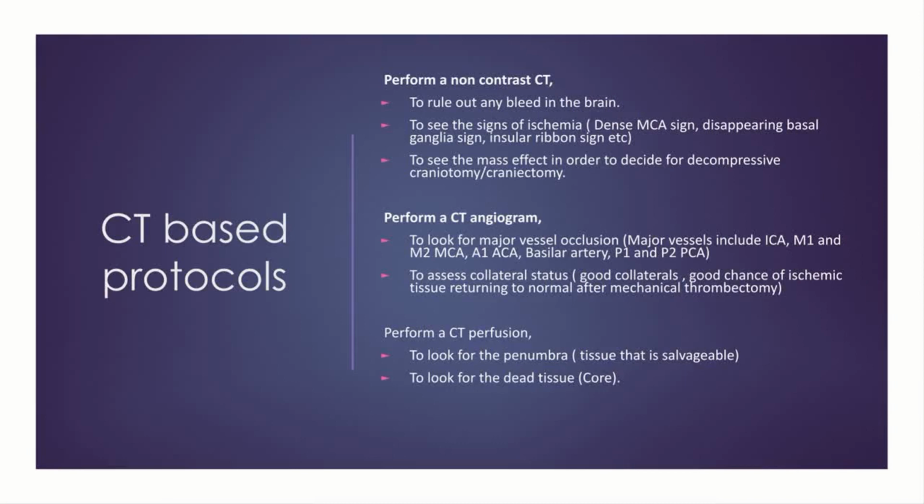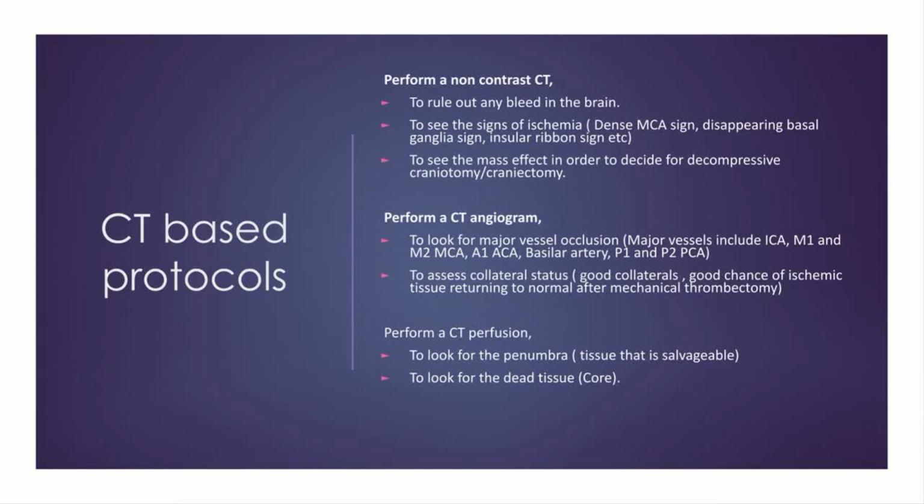Coming to the CT-based protocols, you perform a non-contrast CT: 1. To rule out any bleed in the brain. To see the signs of ischemia: dense MCA sign, disappearing basal ganglia sign, insular ribbon sign. 2. To see the mass effect in order to decide for decompressive craniectomy.